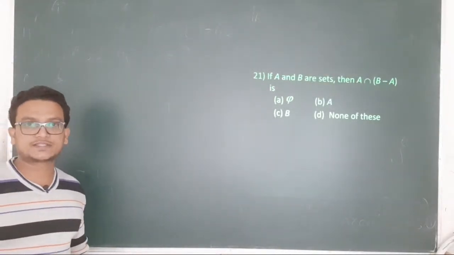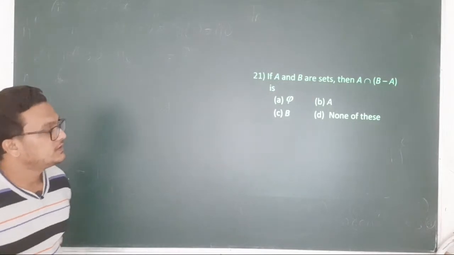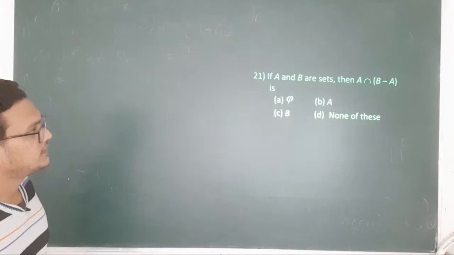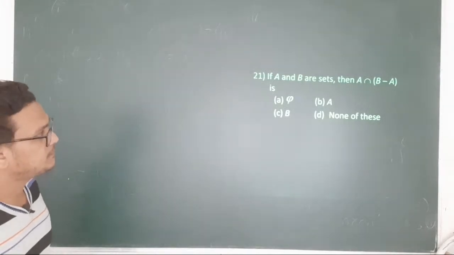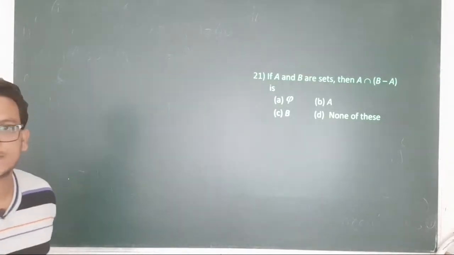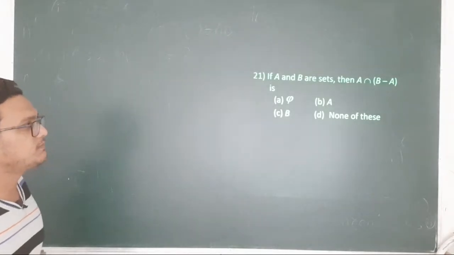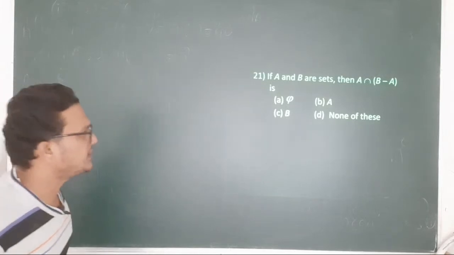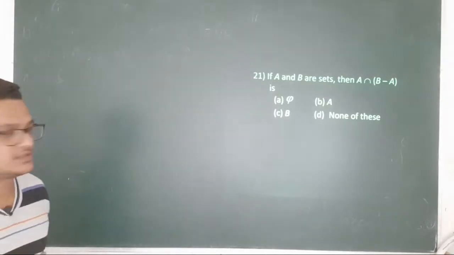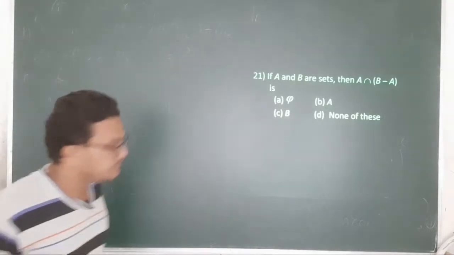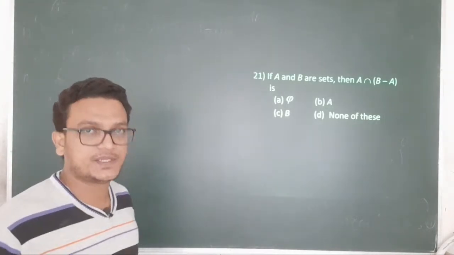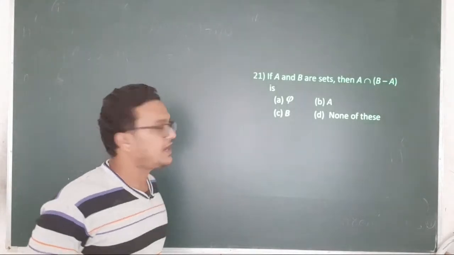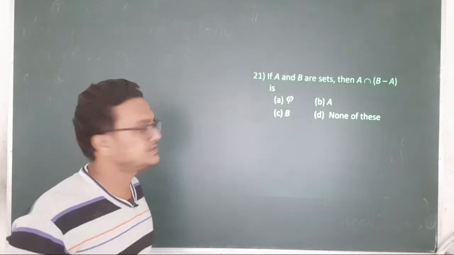See the next question. If A and B are 2 sets, then A intersection B minus A is, might be I had given this property. Let us try to answer this. A and B are the 2 sets. Then you have to find A intersection B minus A.